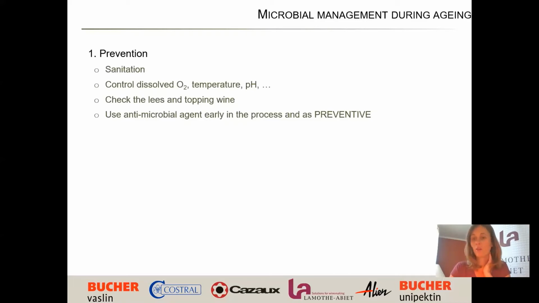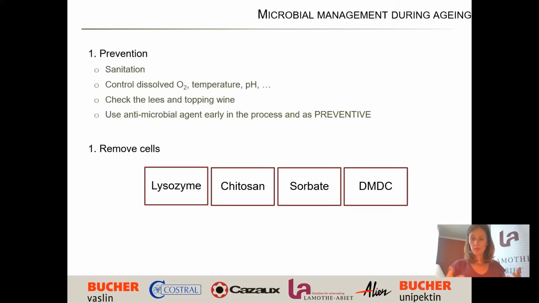Your topping wine is essential. That's probably the most common contamination reason, is that the topping wine is contaminating, and then you can keep inoculating each barrel by using it. So your topping wine should be the one that you check the most often and that you treat the most often too. And then use antimicrobial agent early in the process. In this case, you use very little concentration, and you don't have to treat your wine for off aromas too. So it's much easier to control them when you are preventing and the population is low.